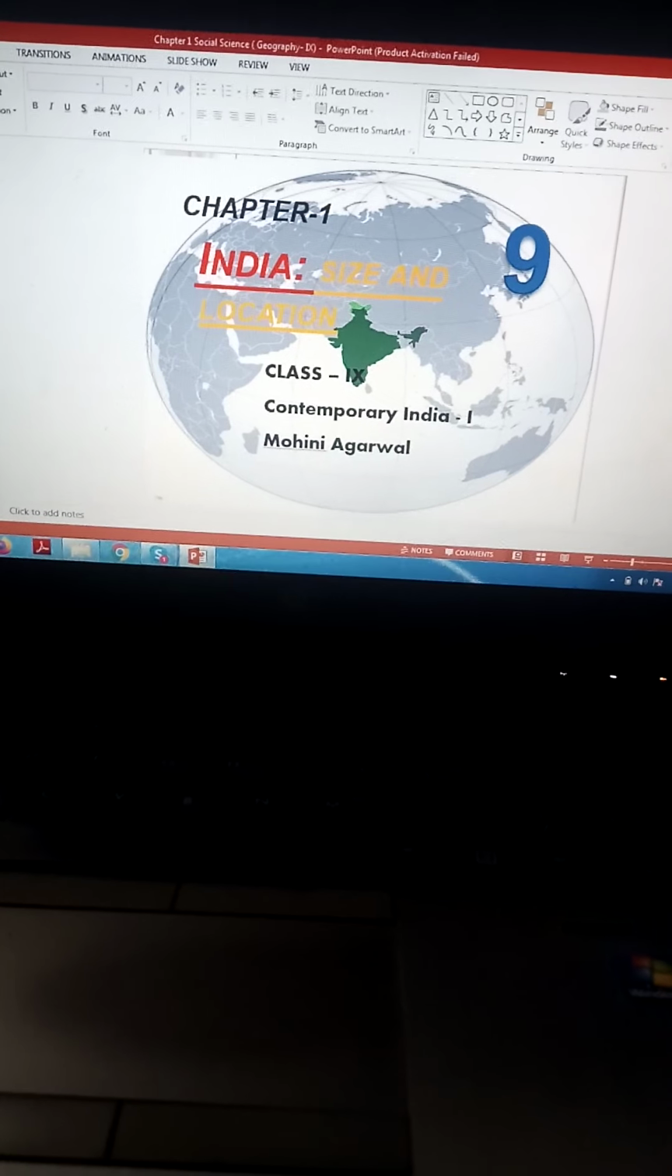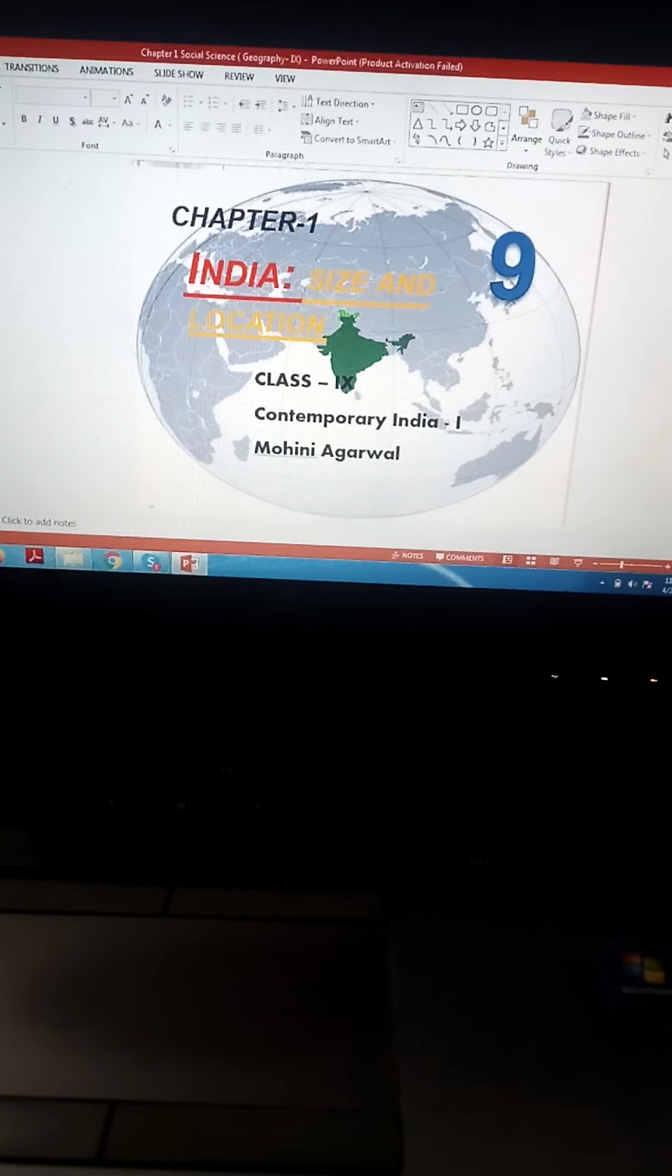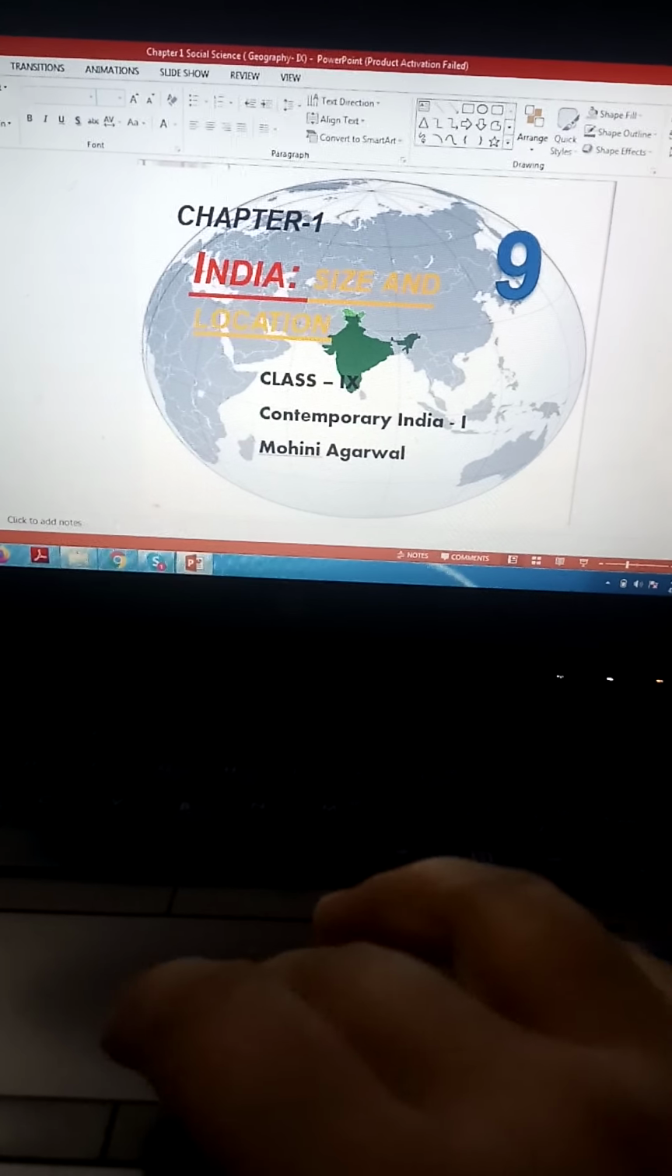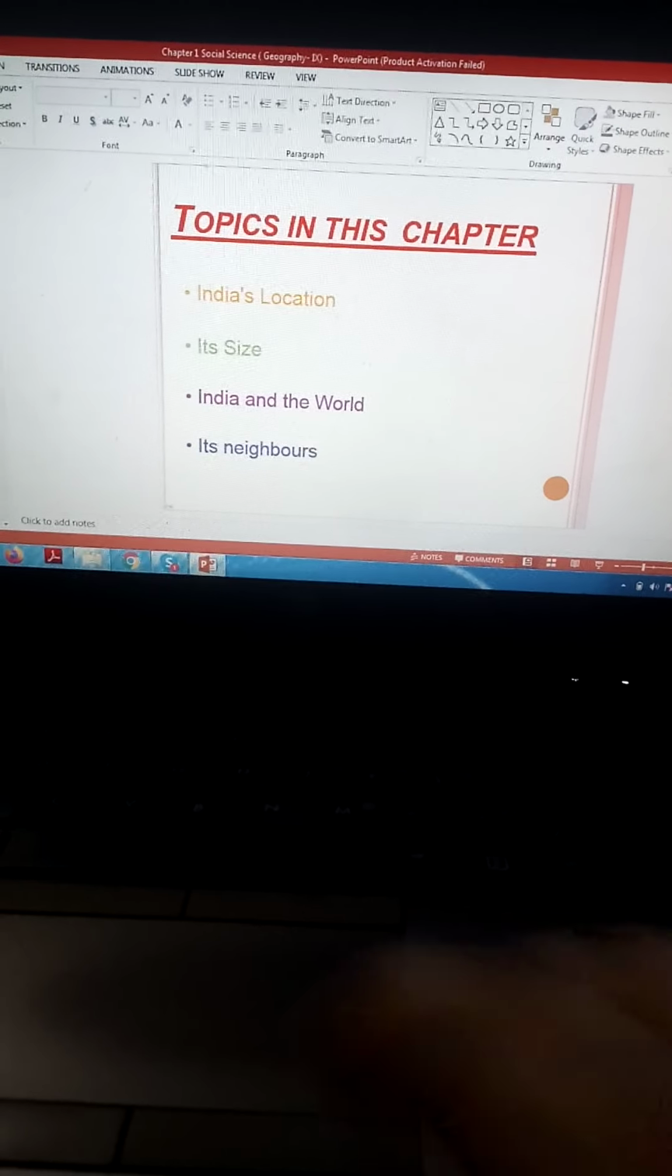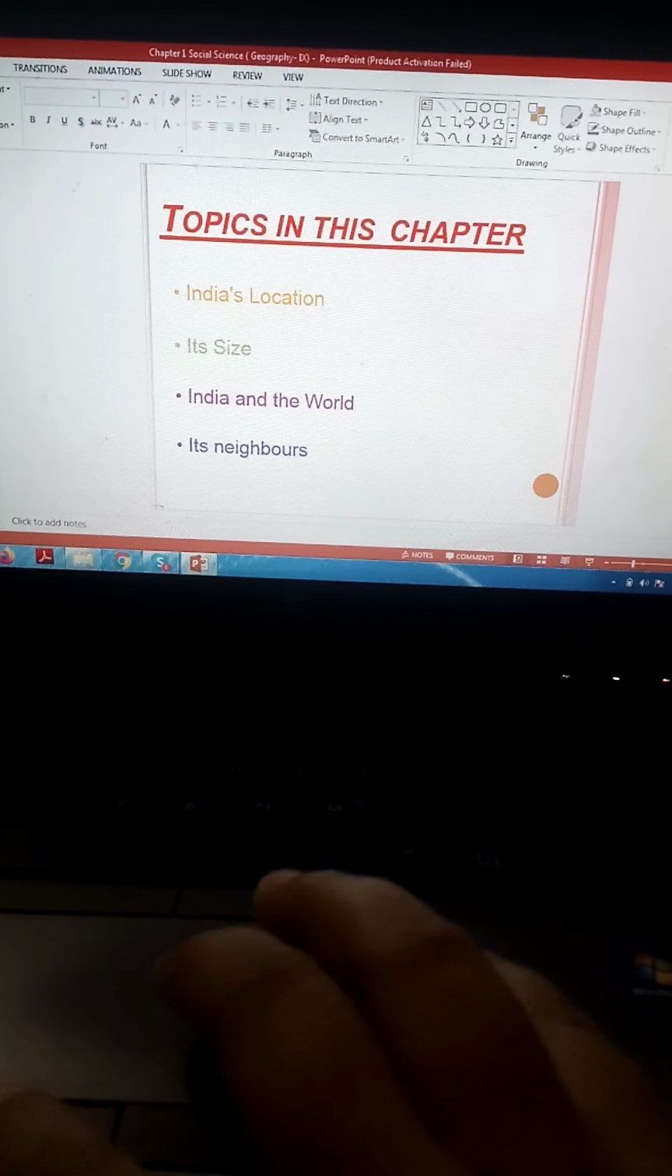Today I will explain to you about Chapter 1 of Geography, which is India: Size and Location. In this we will study four headings: number one is India's location, second is its size, third is India and the world, and fourth is its neighbors. First of all, we will take up location.